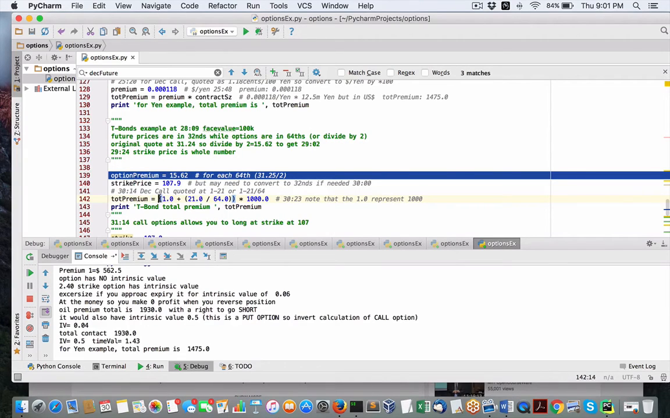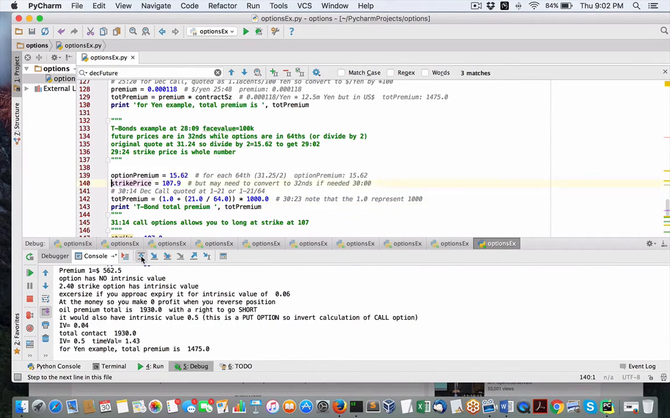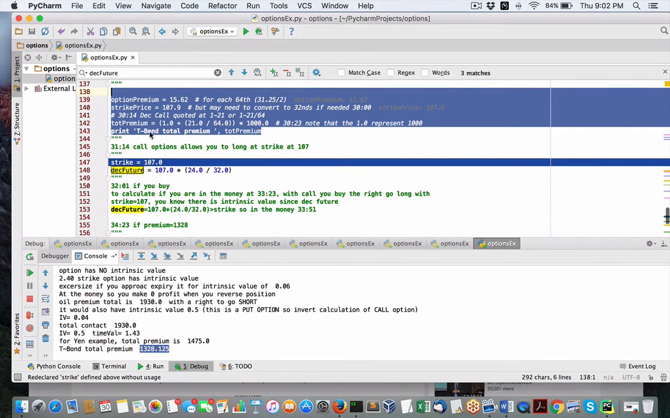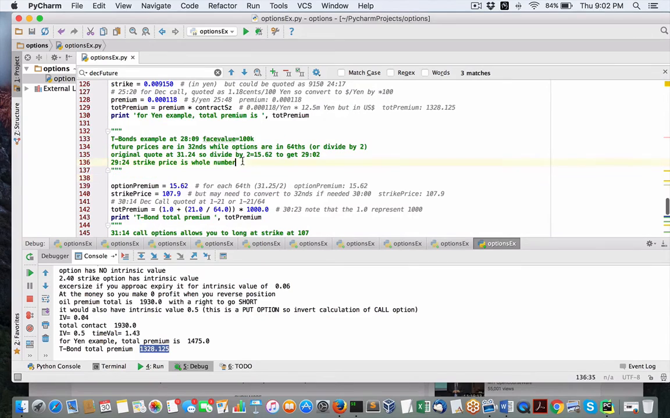So this is how you calculate the total premium. You take 1 plus the 21 divided by 64, times 1,000. The note here is that this 1 actually represents 1,000. Okay, so knowing that, let's calculate our total premium. So there you go, 1328.125. This is an important one for working with treasury bonds, these notes here.